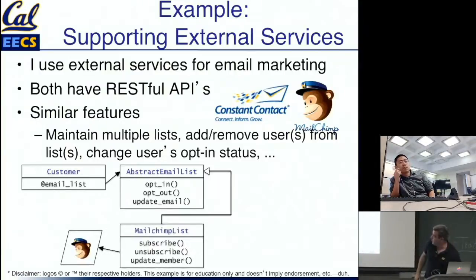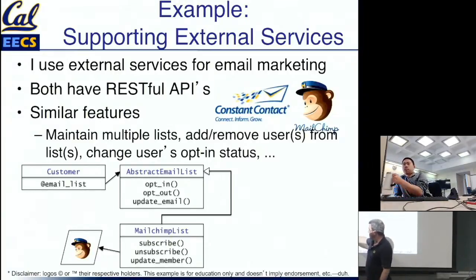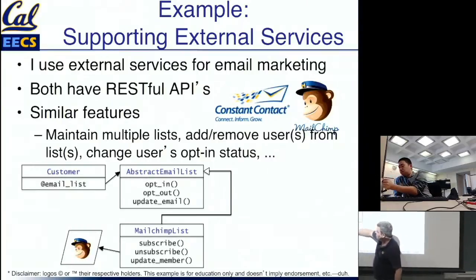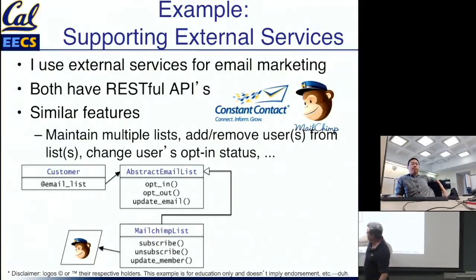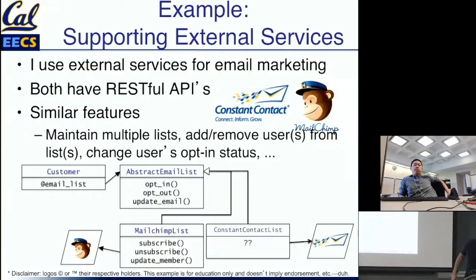And just like in the example above, I also have a class that wraps the actual RESTful API for MailChimp. It happens to have API calls that have names like subscribe, unsubscribe, update member. So in this case, the mapping is actually pretty close, but I don't have to worry about that anymore, right? I've isolated the specifics of this interface from the caller by injecting the abstract email list in between.